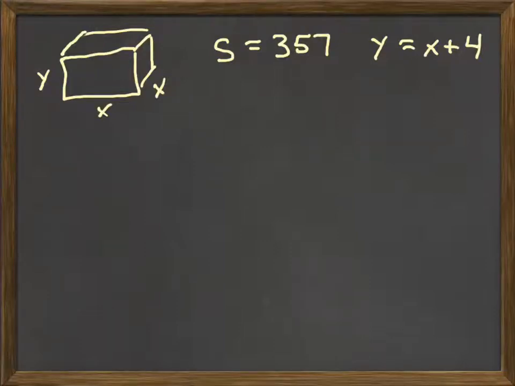Section 7.1, number 9 is a word problem, and it's one of those open top box problems we had from earlier in the course. In this case, in my version anyway, they tell you that the surface area is 357 square inches and that the height is 4 inches more than either the length or the width of the base. They also tell you something about the volume.